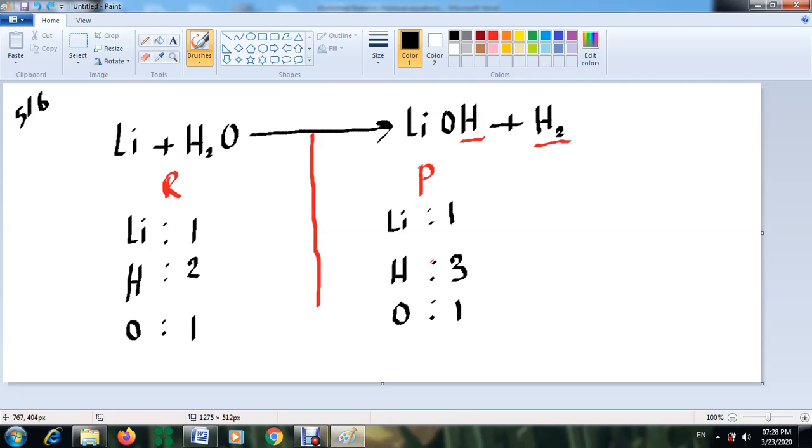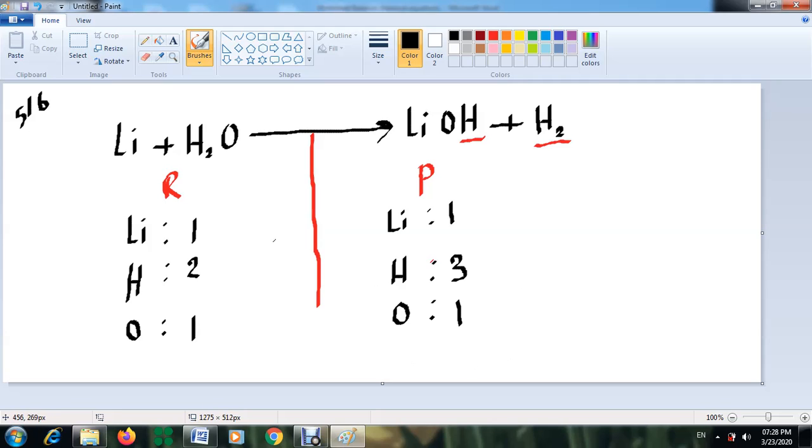So as we learned before, we started with lithium. Lithium in both sides, they are the same. One lithium in reactant and one lithium atom in the product. The next step, we started with non-metals and then hydrogen and oxygen. So we have to start with hydrogen, then we start with oxygen.